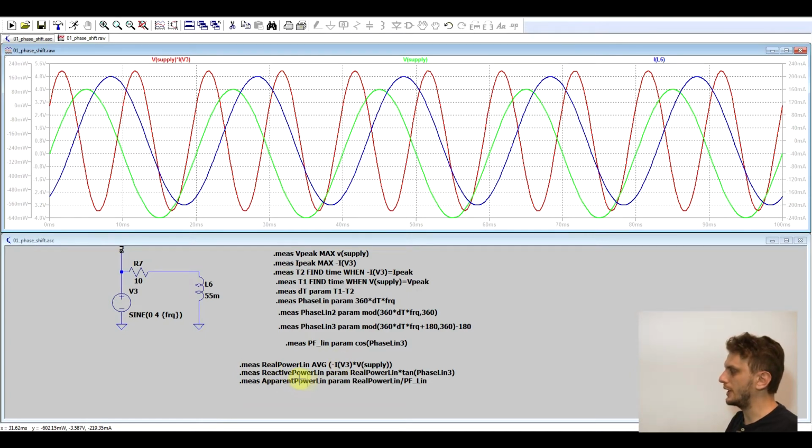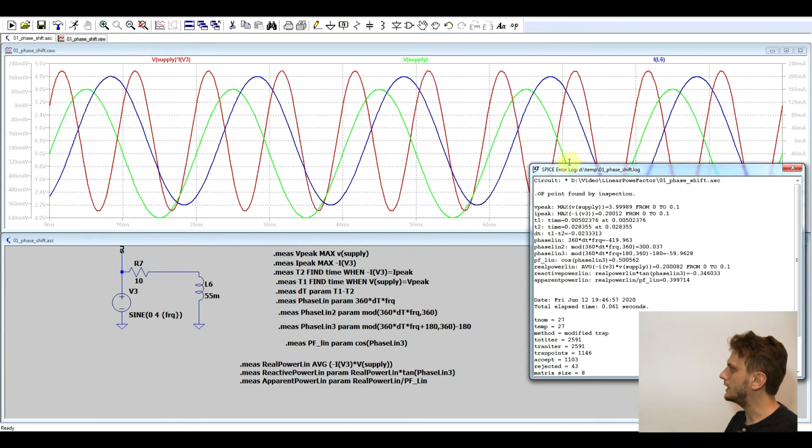Then we can work out the reactive power, that is our real power times the tangent of the phase shift, and we can work out the apparent power either by a trigonometric method using the phase shift or by simply dividing the real power by the power factor. And if we rerun the simulation, we see our 200 milliwatts of real power, just like we've seen from LTspice directly, we have a reactive power of 340 milliwatts and an apparent power of 400 milliwatts.